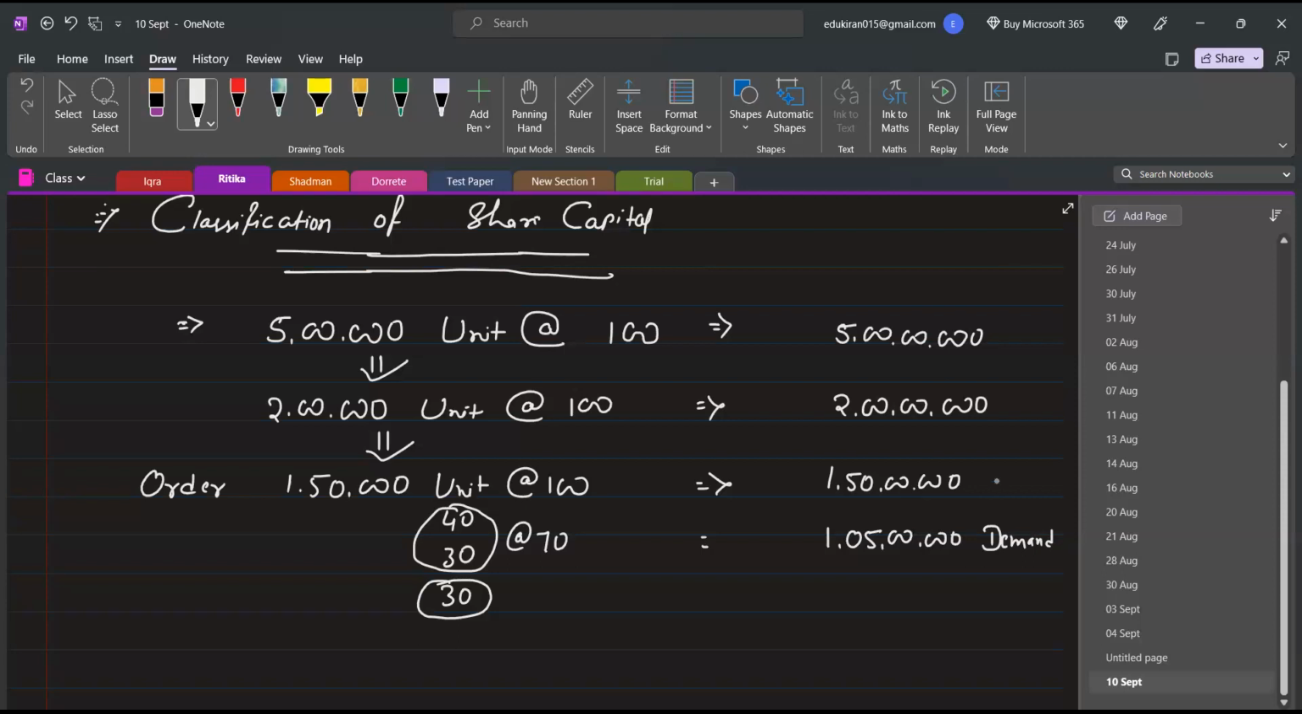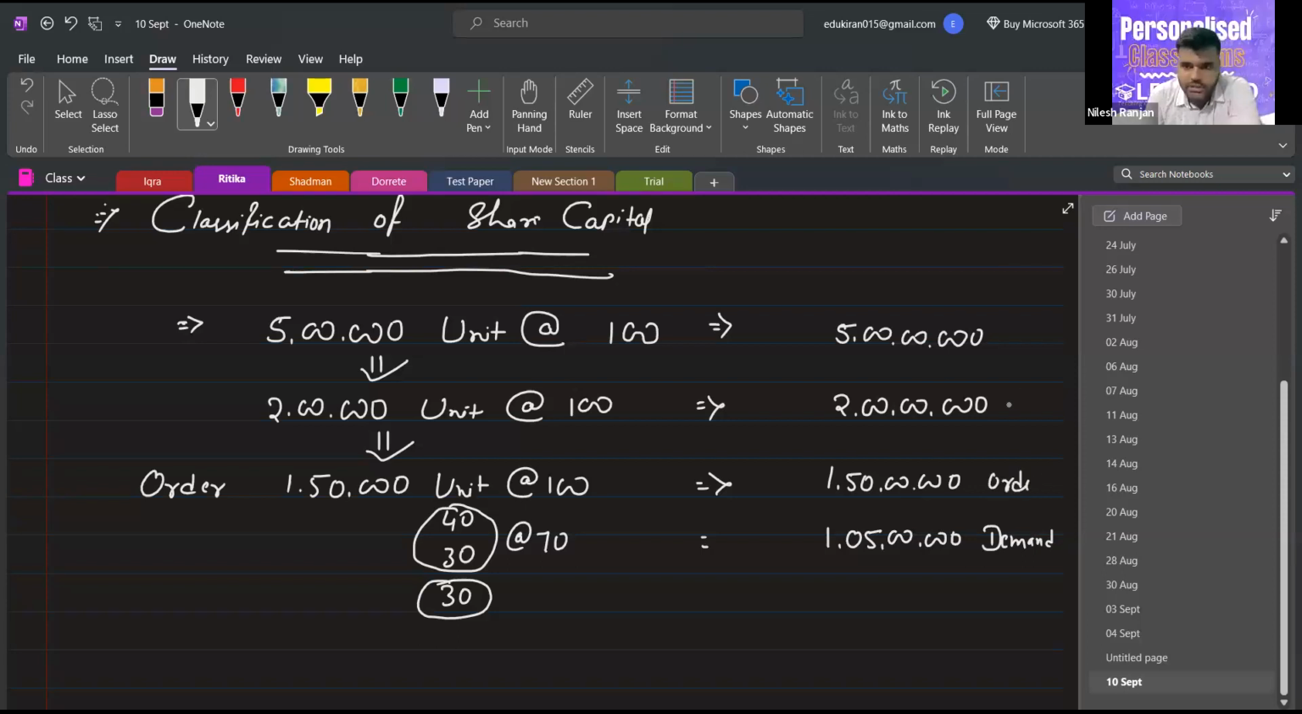It is demand. This is order. This is, you can say, kept for sale. And this is total stock.